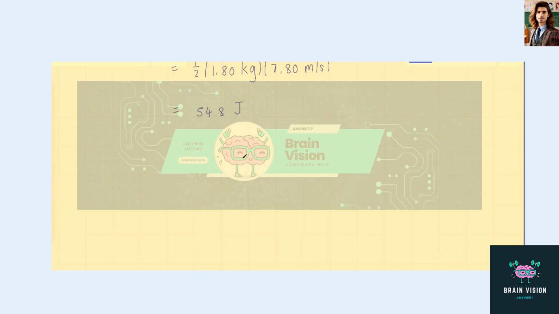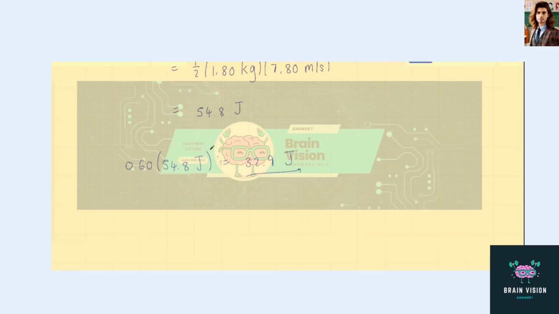But remember, each strike of the hammer only transfers 60% of this. 0.6 of this kinetic energy gets transferred to the nail. And this energy is 0.6 times 54.8, which is 32.9 joules. So that's the energy that's transferred to the nail.